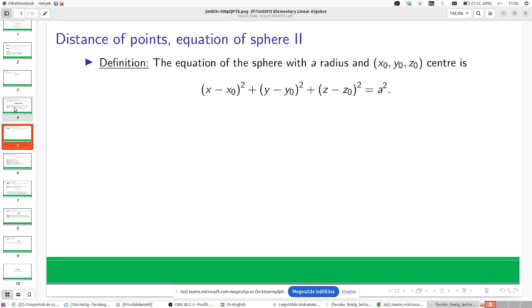This and that one are the same. Just in the first place, I don't use these signs. This is written in this form, but if I change this 3 for 2, I get the circle, and if I change it for 4, I get the hypercircle, the hypersphere. What does that mean? That's interesting, but that's not part of the matter. I will not ask it in the exam.